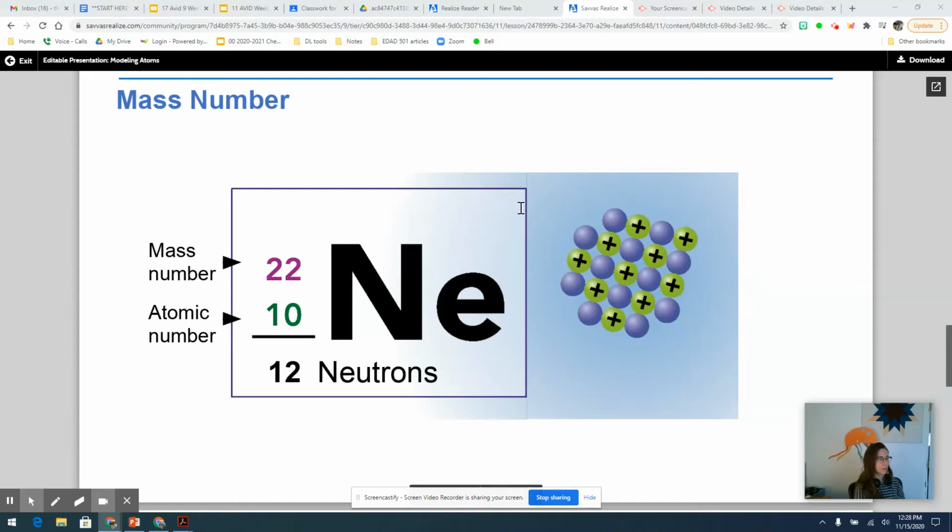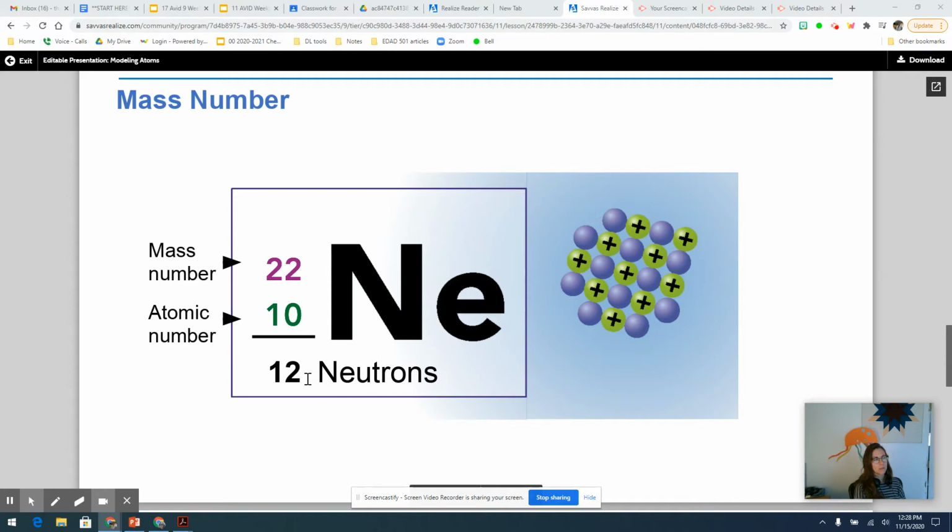Okay, welcome to part three of modeling atoms. We just left off talking about the mass number, which is the atomic number plus the number of neutrons. So it's the number of protons plus the number of neutrons. That gives us our mass.